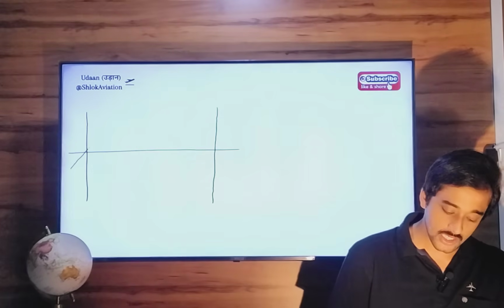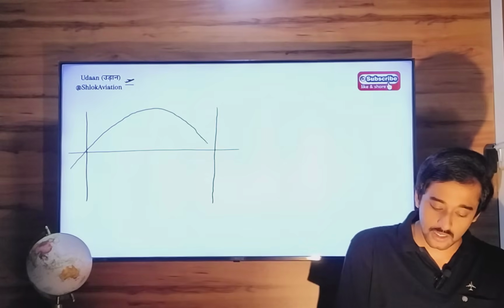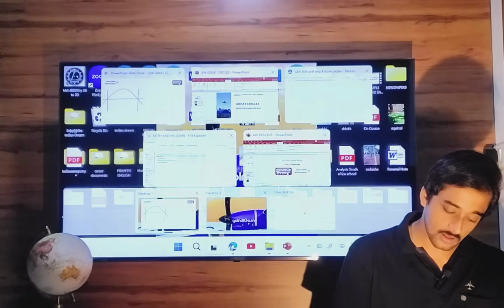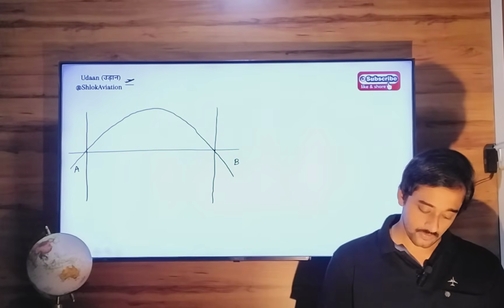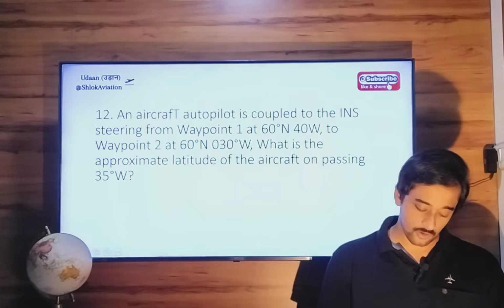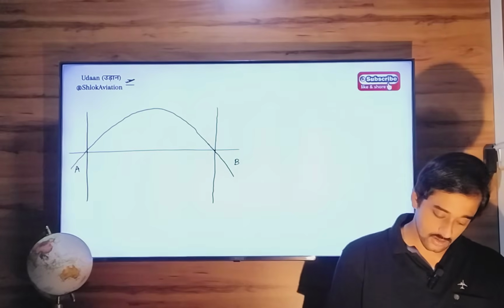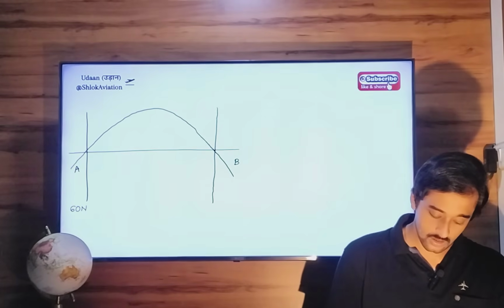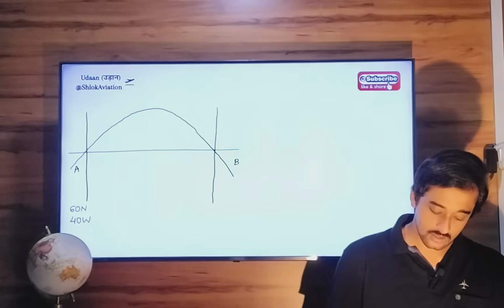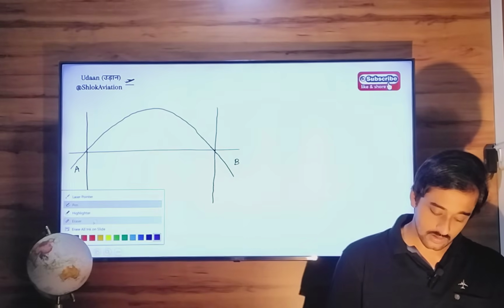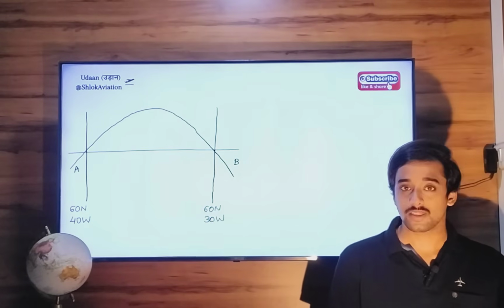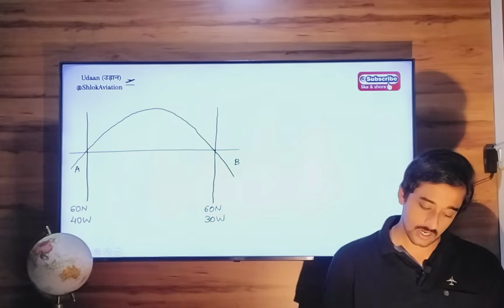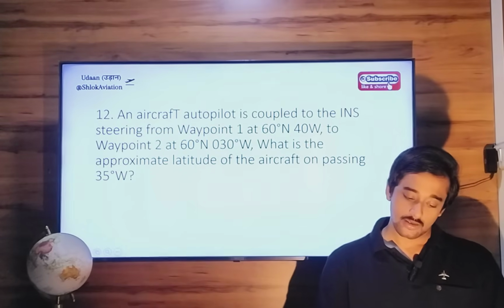You are in the northern hemisphere, so the great circle will pass through the nearest pole, the north pole. Alpha is 60 north 40 west, and Bravo is 60 north 30 west. 30 will be to the east of 40. So plot correctly.